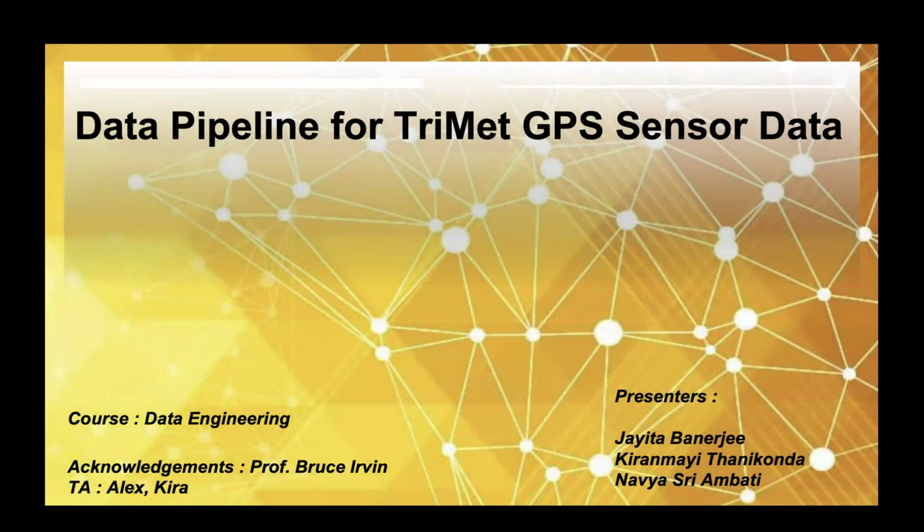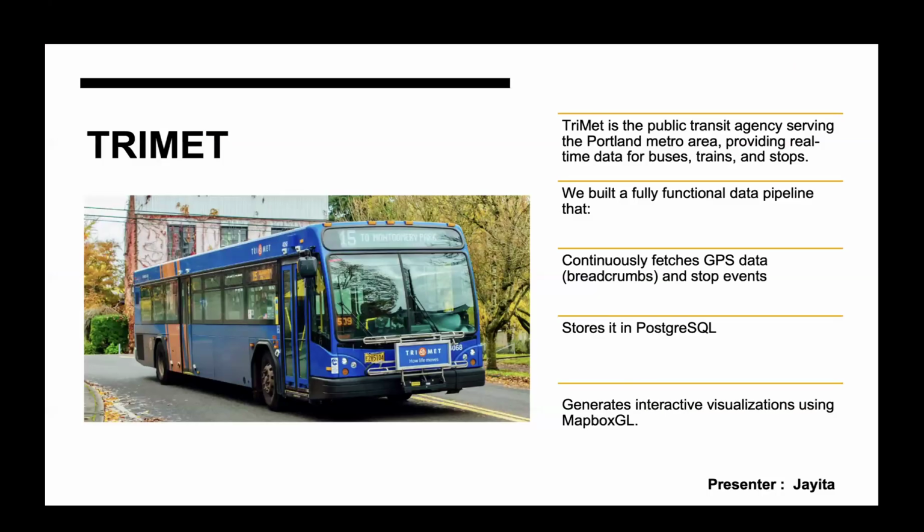Our project focuses on building a real-time data pipeline using public transit data from TriMet, the public transportation agency that serves the Portland metropolitan area. TriMet provides real-time GPS data for buses, trains, and stops. In our project, we have built a fully automated pipeline, ensuring that data collection and processing continue daily without manual intervention.